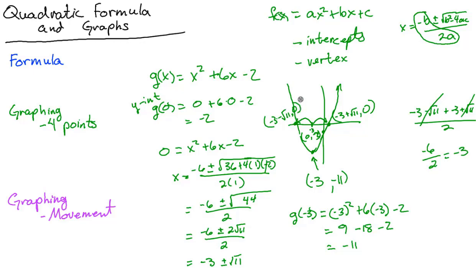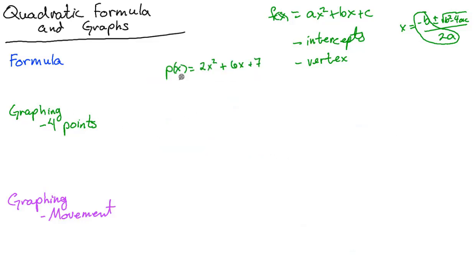Let's do one more to see how it works. Before we jump to there, let's see how you could have used negative 6 over 2 times 1 to give you that negative 3. There's that shortcut, negative b over 2a for the vertex. Let's write that right there. Negative b over 2a will always give you the x coordinate of the vertex. All right, let's do one more.